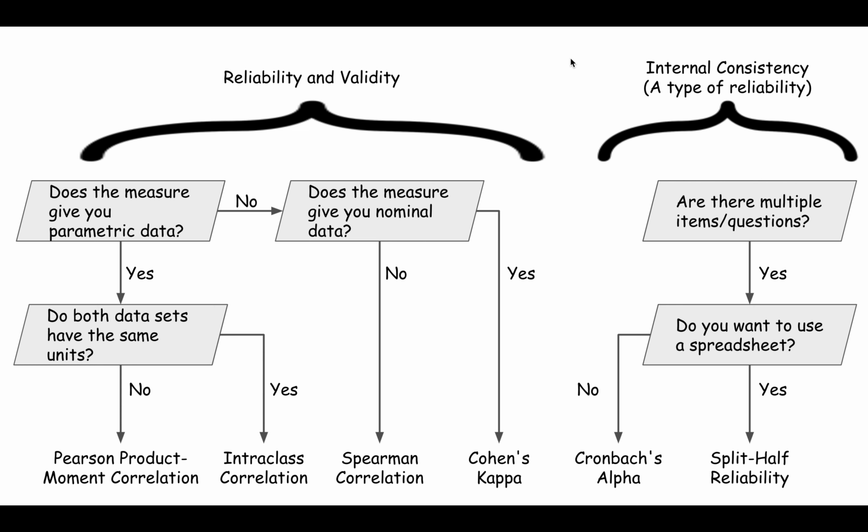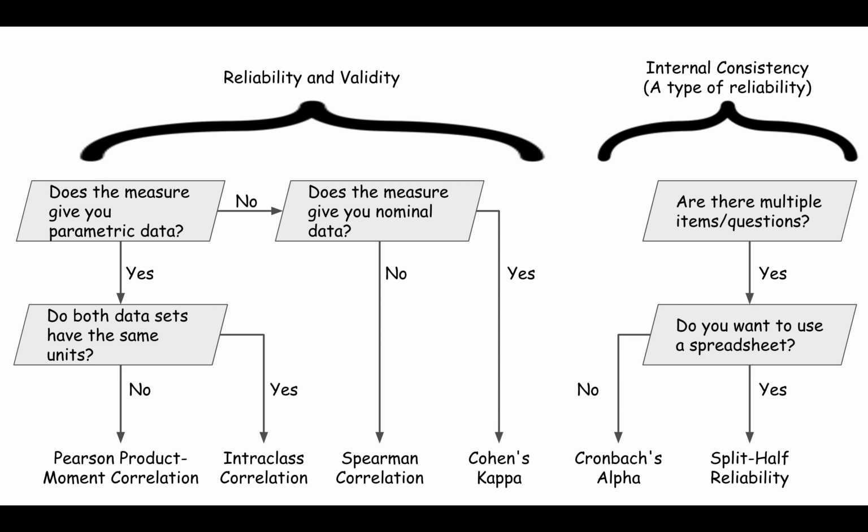The last piece of the puzzle is how do we measure similarity? So how do we know or quantify how similar the output of two measures are? If we're looking at a measure that gives us parametric data and both sets of data have the same units, then we use something called intraclass correlation.